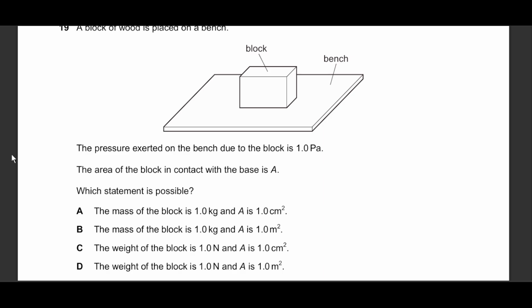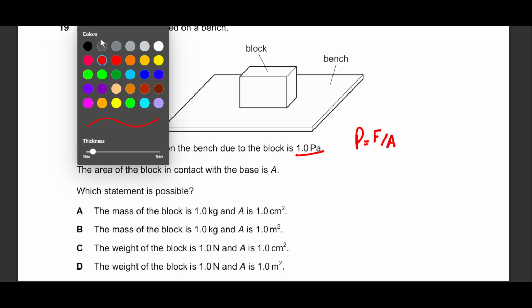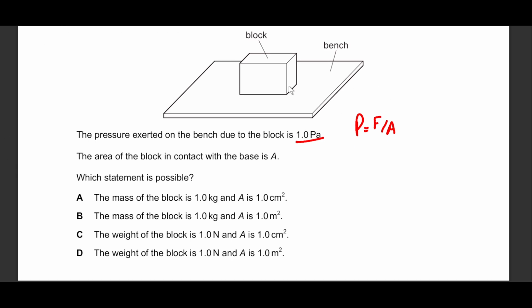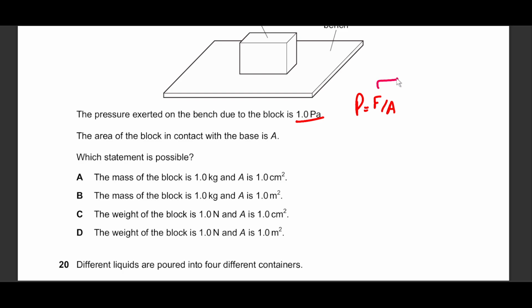Question number 19 asks which one of them has a pressure of 1 Pascal. Pressure is equal to force divided by area, right? So let's check this in all the cases. Force has to be in newtons and area has to be in meters squared.